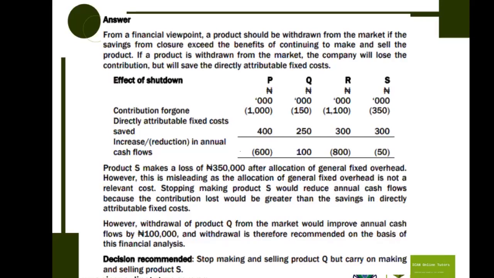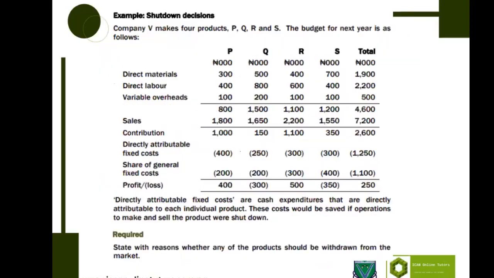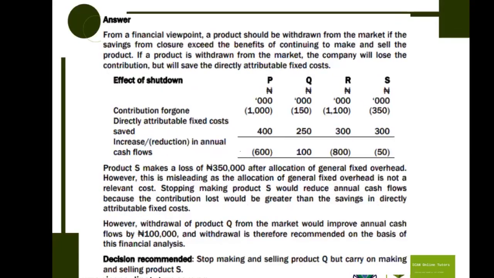In this case, we look at the contribution. It was not given, you have to compute. Contribution is 1,000 for P, 150 for Q, 1,100 for R, and 350 for S. The directly attributable fixed costs that will be saved are 400, 250, 300, and 300.